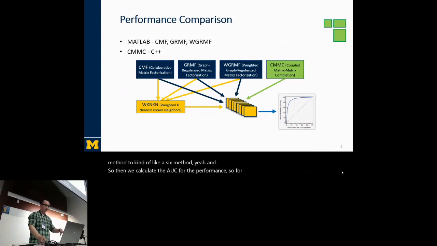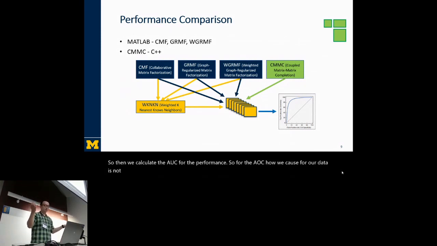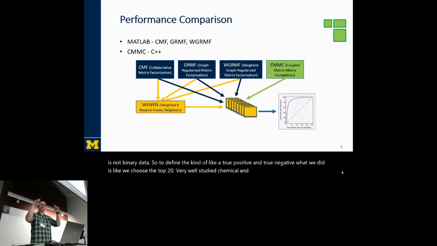For the AUC, because our data is not binary, to define true positives and true negatives, we chose the top 20 very well studied chemicals, and then chose the target genes of those chemicals.